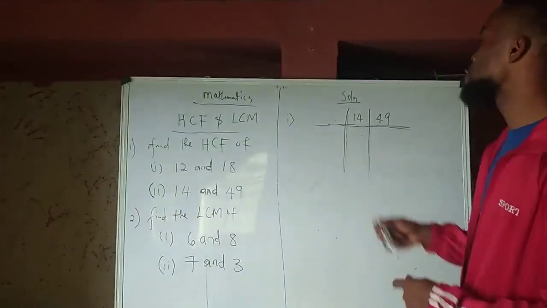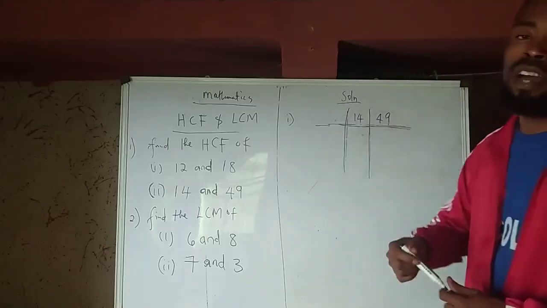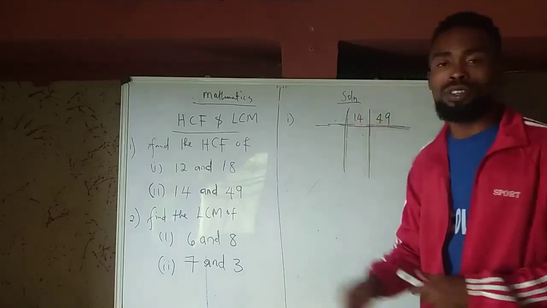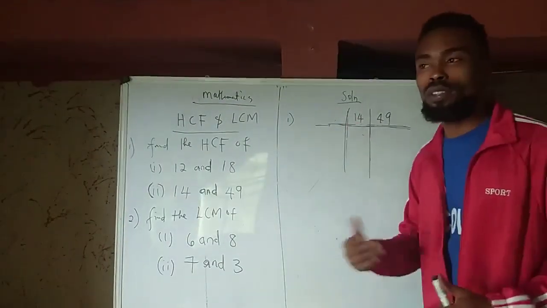So what number can we go? Is it 5? Can 5 work? 14 divided by 5 does not work. 5 is not a factor of 14. So that means it cannot divide it without a remainder.